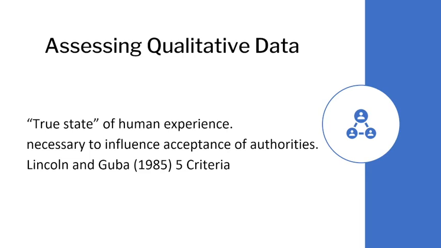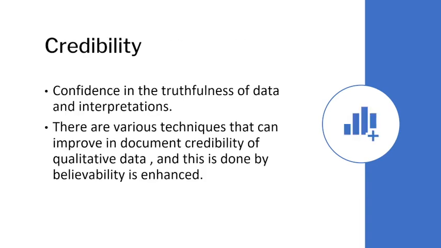So to aid us on that, Lincoln and Guba has formulated the five criteria for qualitative research. There are a lot of criteria in qualitative research, but I will be discussing Lincoln and Guba, 1985, five criteria for qualitative research. One, credibility. When I say credibility, it is the confidence and the truthfulness of the data.